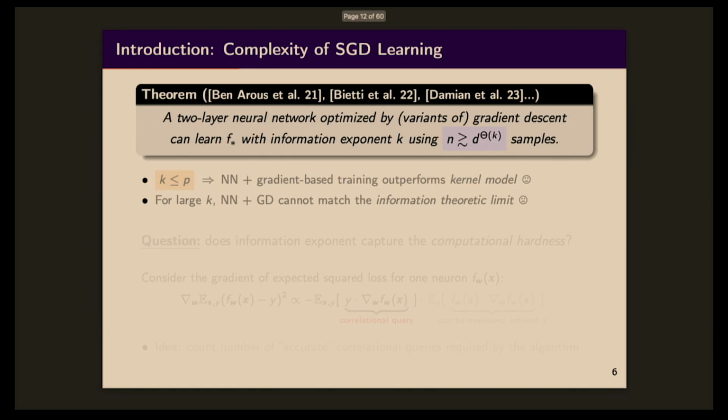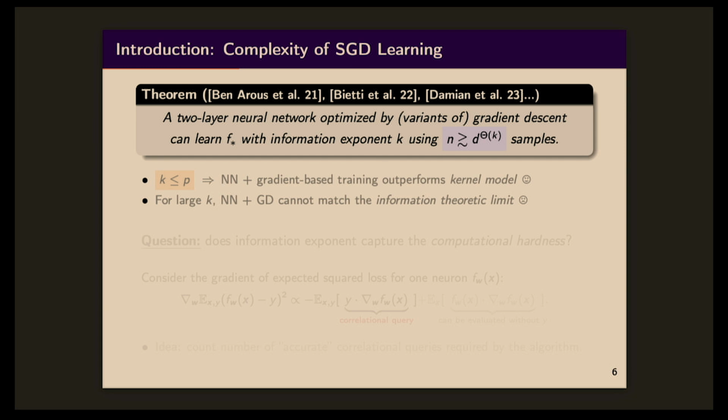In fact, in the past year or two, there have been many works showing that if you give me a two-layer neural network and optimize it by gradient descent, then to learn a single index model with information exponent k, n equals d to the k samples is sufficient. Again, because the information exponent k is always less than or equal to the degree p, and d to the p is the complexity of a kernel model, we know that a neural network trained by gradient descent indeed outperforms kernels, because of this adaptivity.